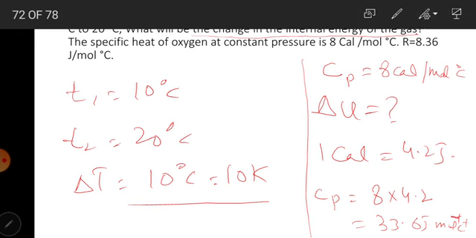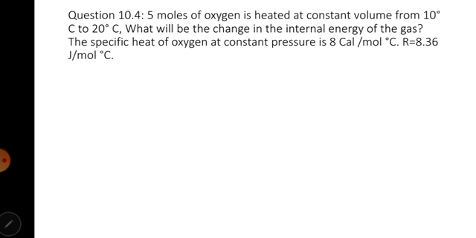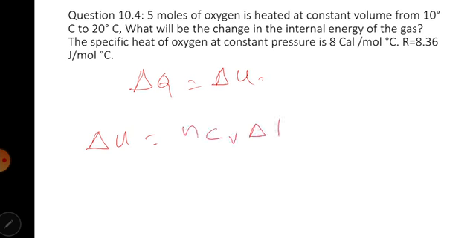Now the internal energy is the question. For an isochoric process, del Q is equal to del U. So del U is equal to nCv del T, and Cp minus Cv is equal to R. We have to use these formulas.